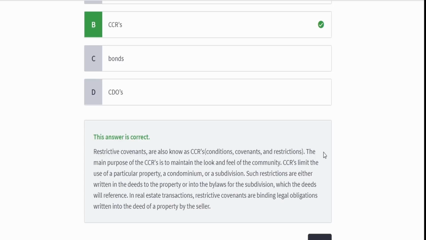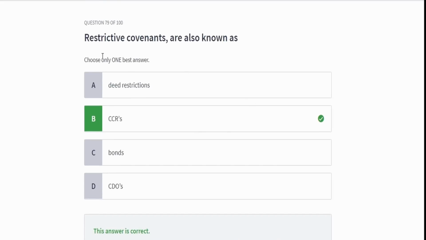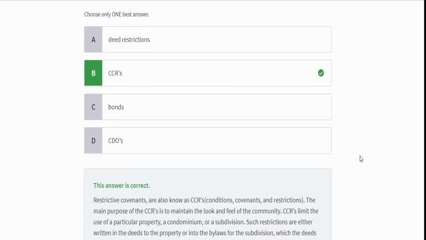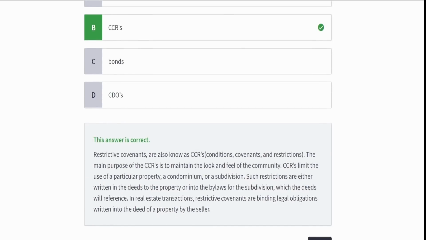Such restrictions are either written in deeds to the property or into bylaws of the subdivision, which the deeds would then reference. Now, in real estate transactions, restrictive covenants are binding legal obligations written into the deed of a property by the seller. So again, CCRs, restrictive covenants, essentially the same thing. Just make sure you're familiar with that term and its abbreviation as well.